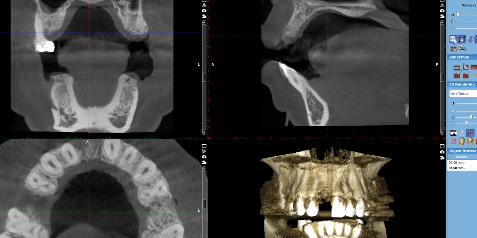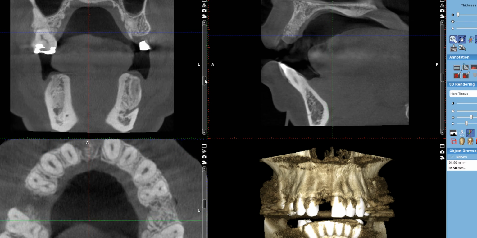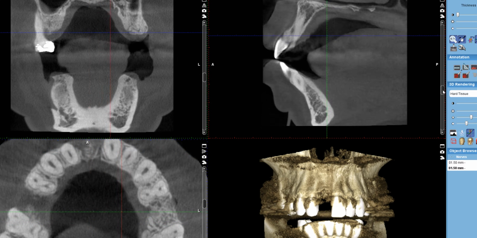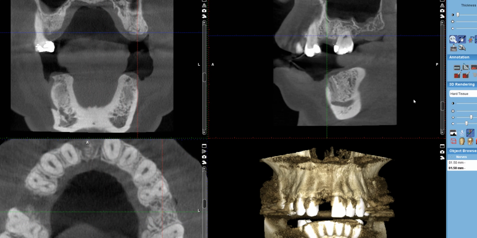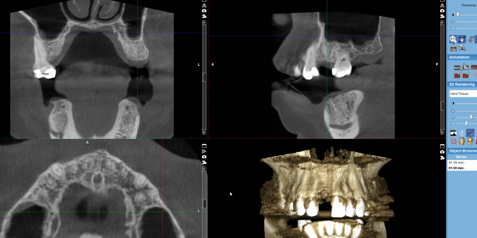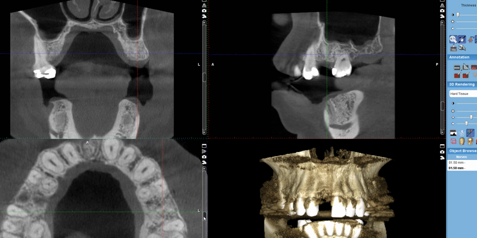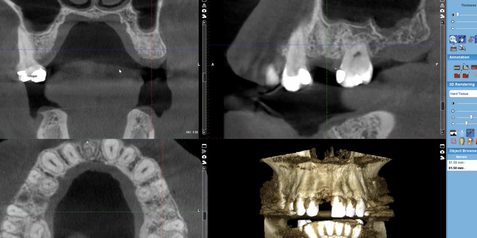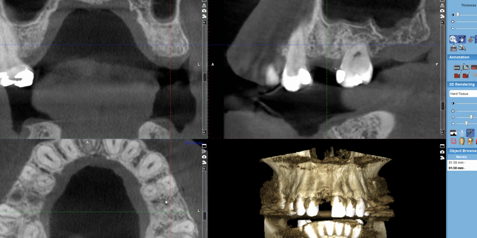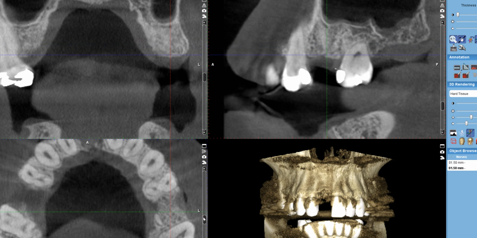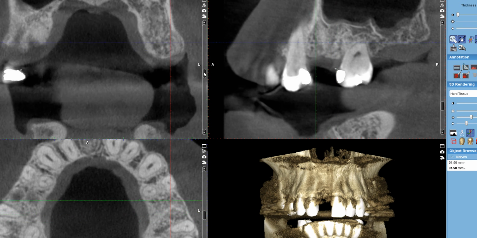So now I'm going to move my crosshairs to the area of interest. And immediately I want you to see that tooth number 13 is extracted. So here again we have 11, 12 with two roots, and 13 is missing, right? So yes, this tooth is missing and the ridge is healed.